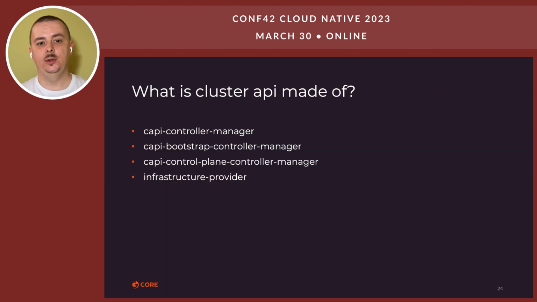So what is it made of? What are the main components of the Cluster API? Well, first of all, it's a controller manager, a bootstrap controller manager, a control plane controller manager, and an infrastructure provider. Let's talk about it a little. So Cluster API, basically it's 4 Kubernetes controllers. So it runs inside the Kubernetes. So you need a Kubernetes cluster to create another Kubernetes cluster.